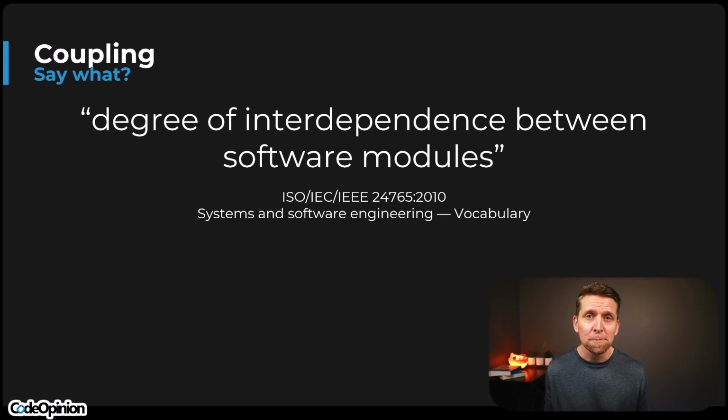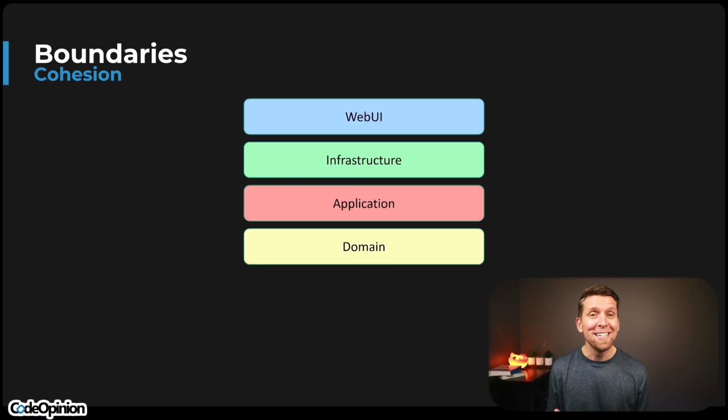Vertical slice architecture, on the other hand, doesn't come at it from the same angle. It's not primarily about coupling as the driver. The driver is really cohesion. So when we look at the typical clean architecture example, we have all these different concerns of web UI, infrastructure, application, or domain. What vertical slice is doing is carving off a feature set, an individual feature.